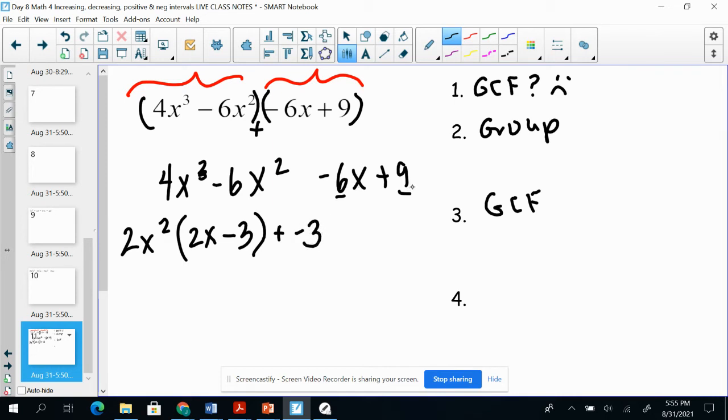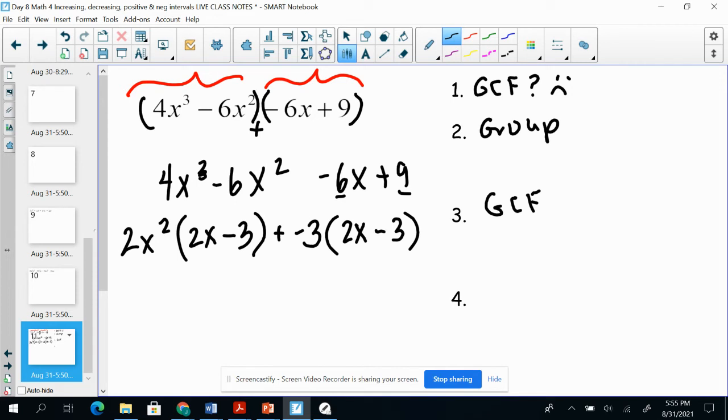There's not an x in the second term, so we're not going to pull out an x. So negative 3 times what gives me negative 6? Positive 2. And there's still that x. So that's good. It's looking good for our first set of parentheses. And then negative 3 times what gives me positive 9? Well, 3 times 3 gives me 9, and since that's negative, I need this one to be negative as well.